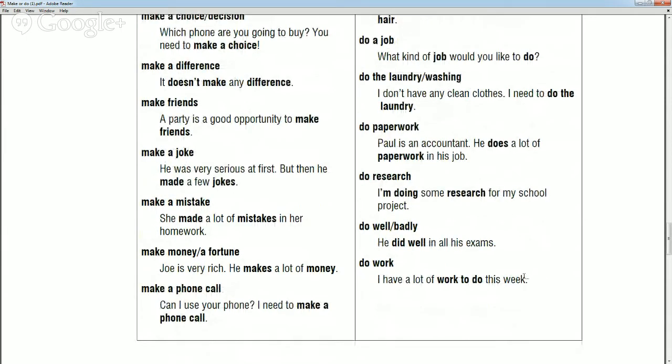Okay, could you read this? Okay, he did well in all his exams. Okay. Or he did badly in all his exams, and that would be too bad.